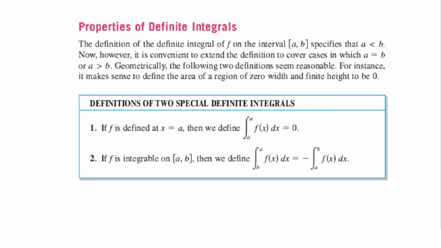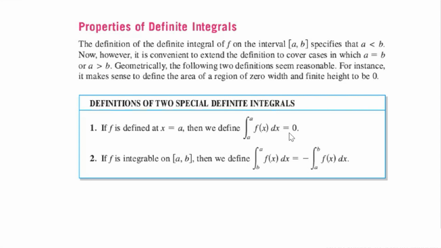Geometrically, the following two definitions seem reasonable. For instance, it makes sense to define the area of the region with zero width and finite height to be zero. Now, these are the definitions of two special definite integrals. Number one, if f is defined at x equals a, then we define the integral of f of x dx evaluated from a to a. Since the limits are the same, our answer will be 0.